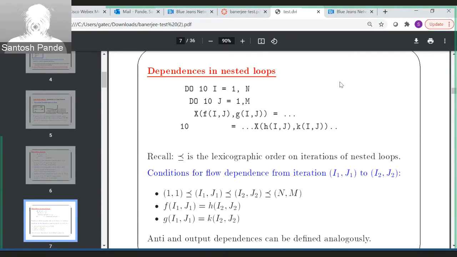So the condition is that I1 J1 and I2 J2, both of them must be within the loop bounds, and I1 J1 must be lexicographically before I2 J2, because this is a flow dependence, a true dependence. And f of I1 J1 should be equal to h of I2 J2. You can see the corresponding dimensions of this array. So this one and this one should be equal, and g of I1 J1 is equal to k of I2 J2. And then similarly, we can define the other ones.